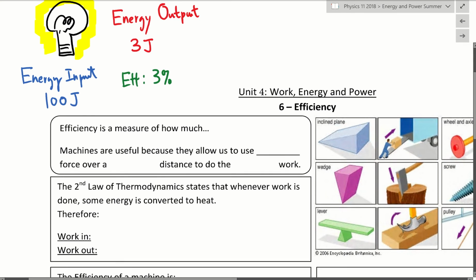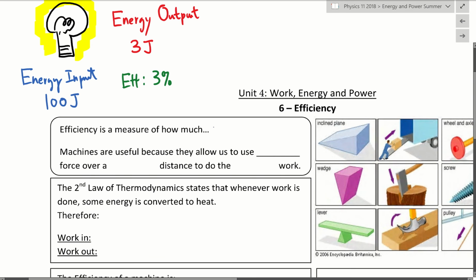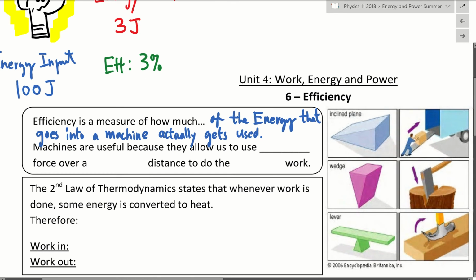So now let's write down the definition. Efficiency is a measure of how much of the energy that goes into a machine actually gets used. A machine could be a light bulb, it could be an actual machine. So how much of the energy that goes into the machine actually gets used.